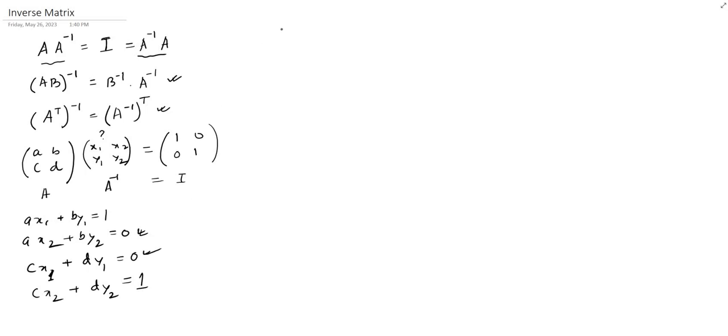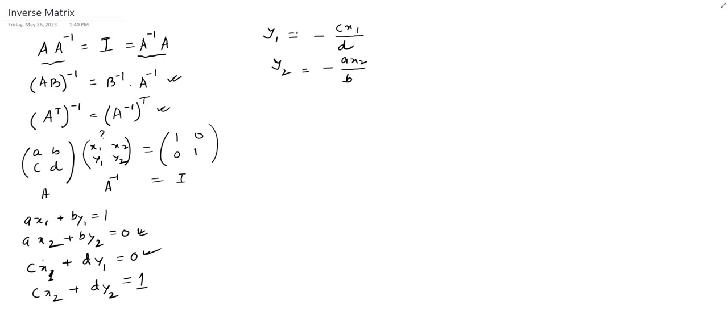So what does it mean? My y1 value will be minus c x1 divided by d, because obviously this will go to that side. And my y2 will be similar, minus a x2 by b. Okay, y2 will be minus a x2 by b.